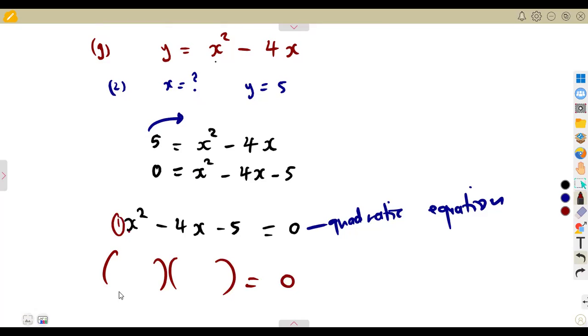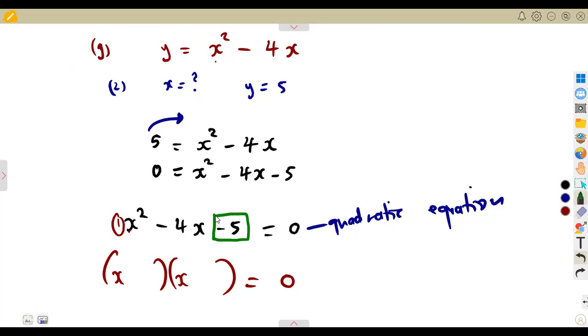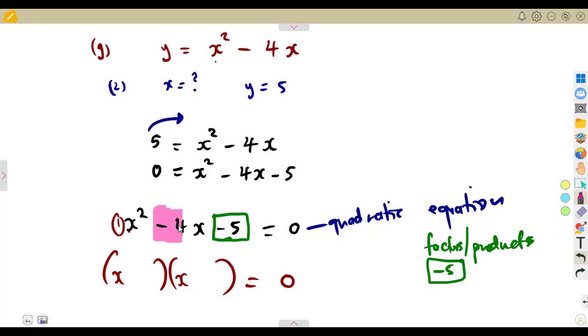Since there is an x squared, that means here it's going to be x and this is going to be x. Remember what I said, you are going to need, in this case, the factors, the products, which are the factors of this -5, which is a constant. So do we have factors in this case, or products of what? Products of -5. But these products, if you add them, they must give us this number that is multiplying x here. We must have this -4.